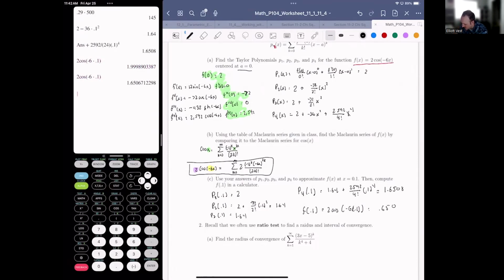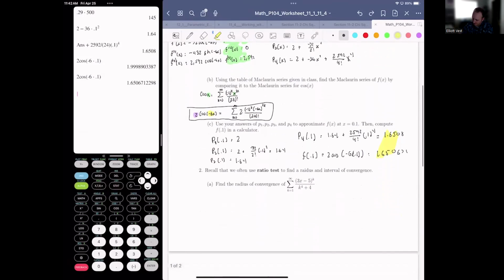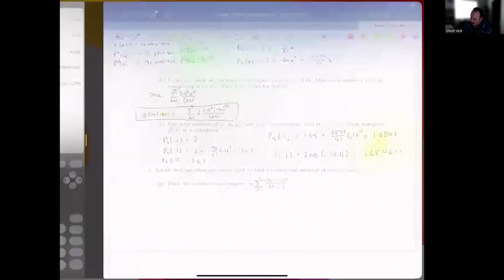1.650671. Why not? And notice, that looks pretty darn close. I'm not going to find the absolute error or anything, but 1.6508 versus 1.6507, very good approximation we have here, right? Okay. I don't know if I need this anymore. Let's move that out.